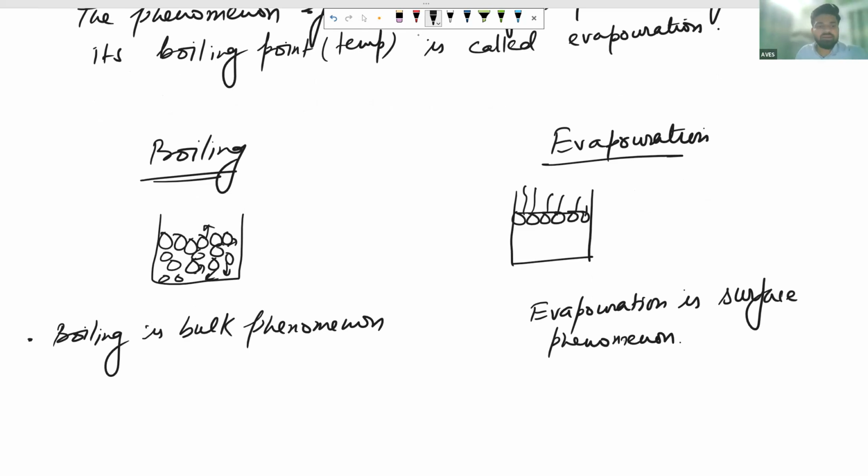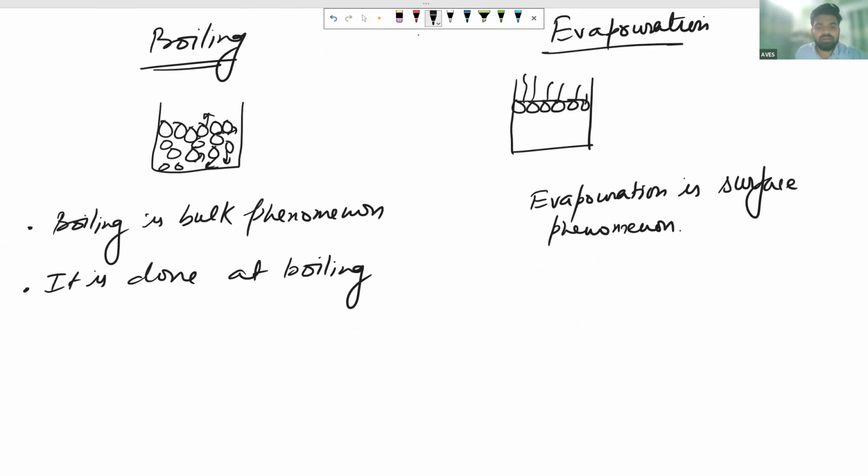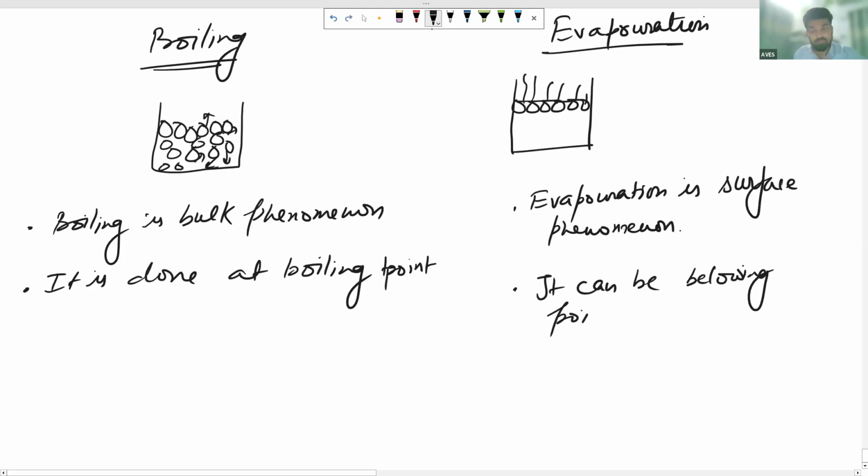Got it? Boiling is done at the boiling temperature, the boiling point. Evaporation can be done below the boiling point. Got it? Yes, sir. Understood?